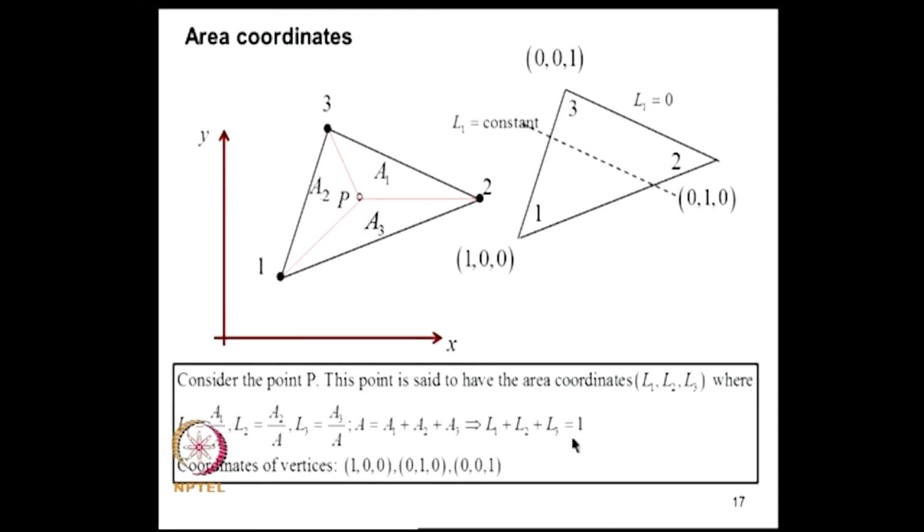Now you consider this node 1. Suppose this point P coincides with this node 1, then clearly A1 will be the entire area of this triangle. So, the coordinate at this vertex will be 1 0 0. If I come here, it will be 0 1 0. Similarly, it is 0 0 1. So, vertices have this property. This is advantageous in representing triangular geometry, even in 3 dimensions.